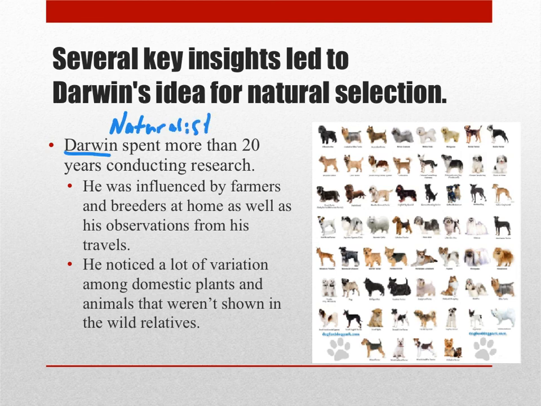And he spent more than 20 years doing research, looking at results from what farmers were doing, as well as breeders at home, and also in his travels around the world. Since he was a keen observer of nature, he noticed a lot of variation among domestic plants and animals that weren't shown in the wild relatives, or those naturally occurring organisms in nature.